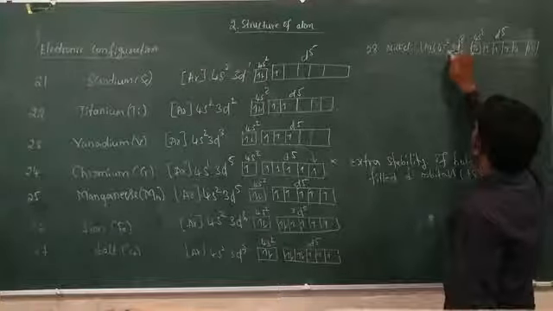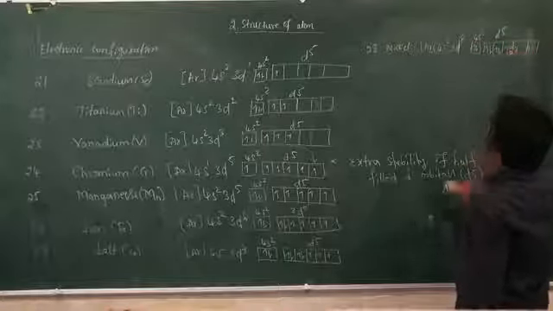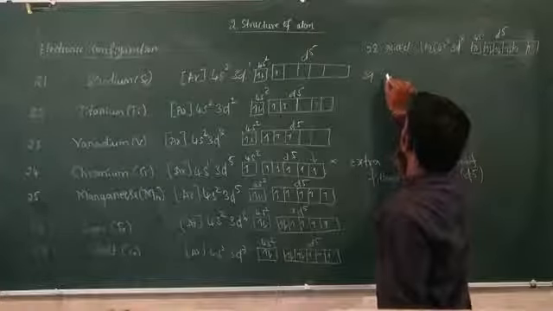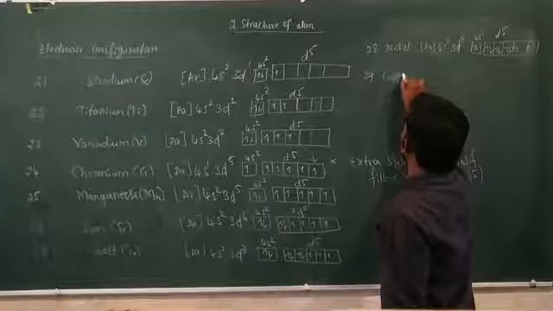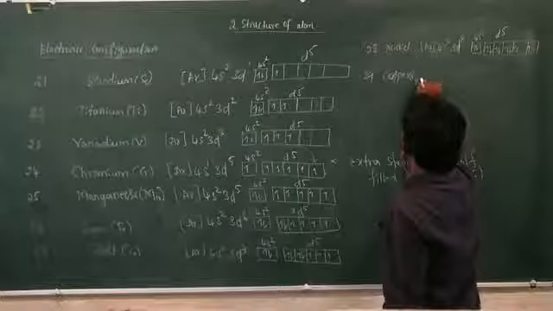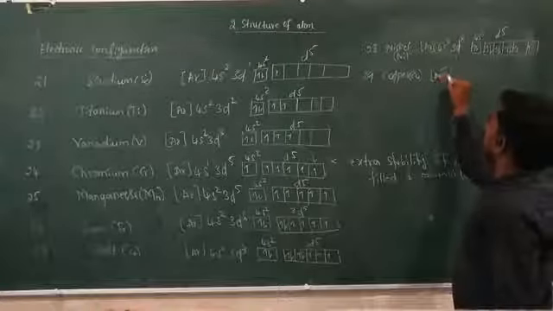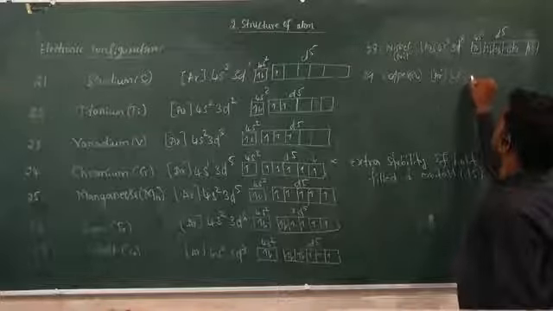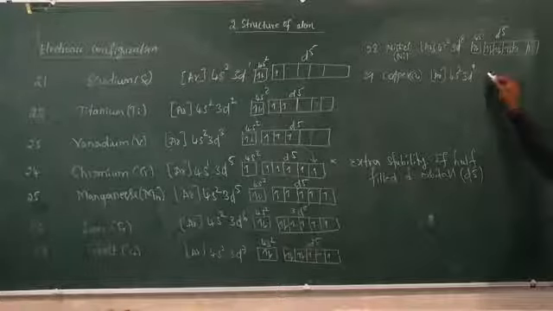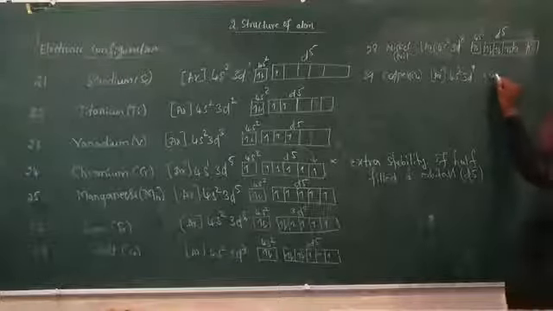5, 6, 7, 8, 29, name copper, symbol Cu. Copper and nickel, Ni. Argon electronic configuration followed by 4s2, 3d9. But it is also similar: extra stability due to the completely filled d orbitals, d10. Completely filled due to extra stability.